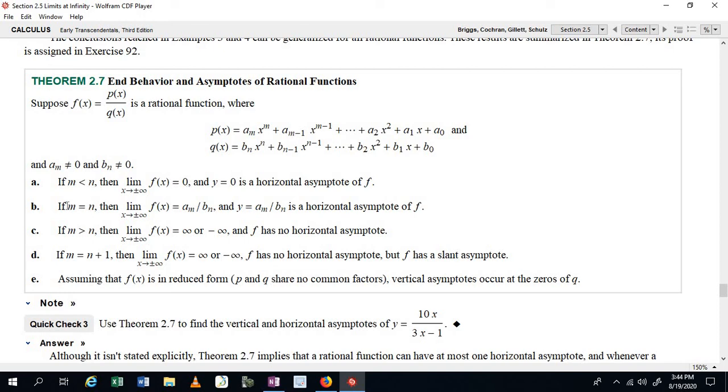Okay, if the degrees are equal, if the degree of the top and the bottom are the same, m is equal to n, right? The degree of this one is equal to the degree of that one. Then the limit as x goes to plus or minus infinity of this rational function ends up being the leading coefficient of the top, a sub m, divided by the leading coefficient of the bottom polynomial, b sub n. And therefore, you have a horizontal asymptote at y equals a sub m divided by b sub n.